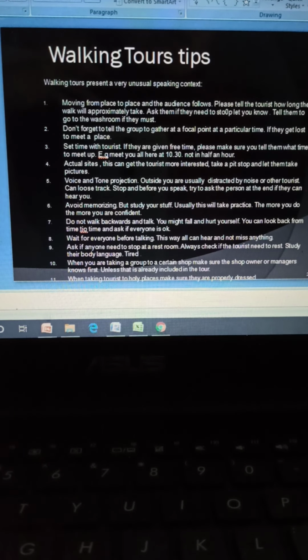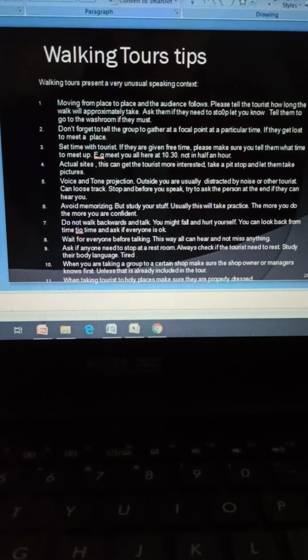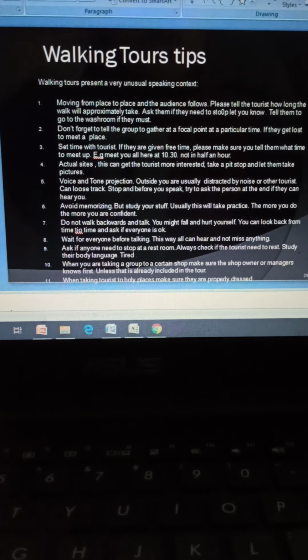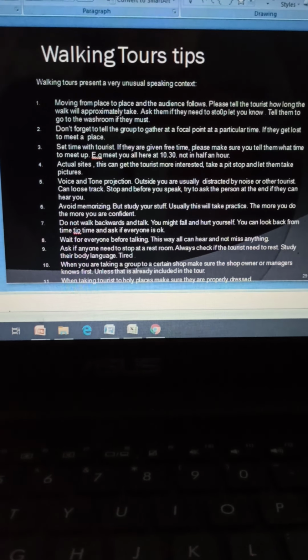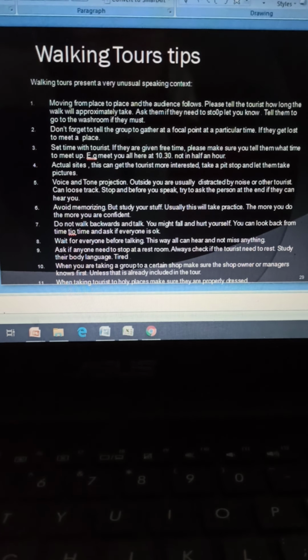Your voice and your tone projection. When you're outside, you're usually distracted because it's really noisy outside, and there are a lot of people, so always be aware of that. Make sure that when you're talking, you stop and everybody is in one particular place. Ask the last person whether they can hear you, and have them give you a thumbs up if they can hear you from the back, and then continue talking.